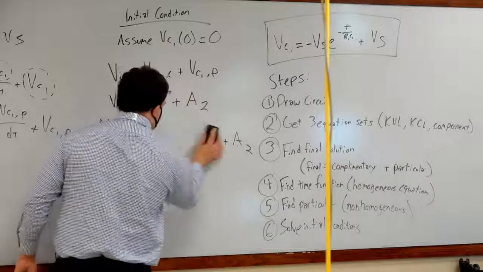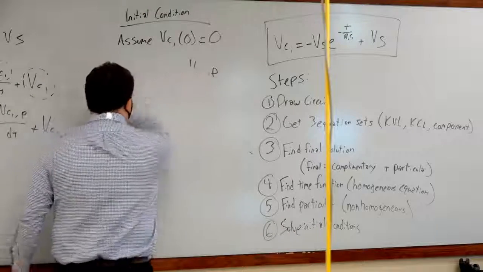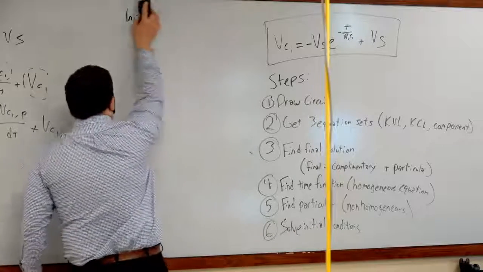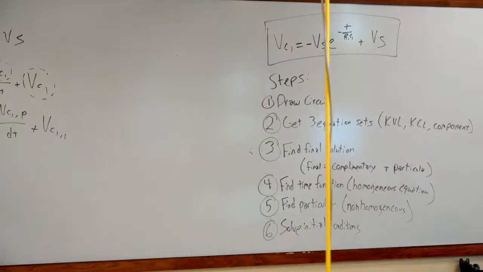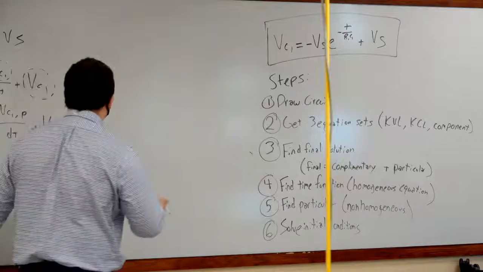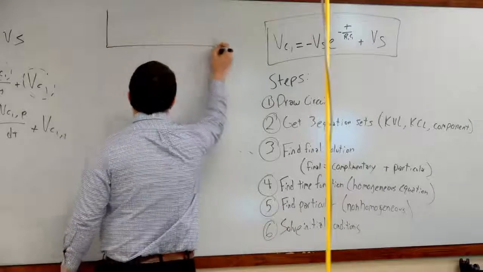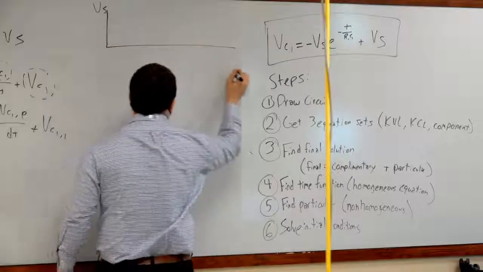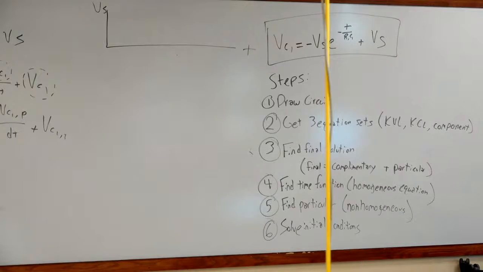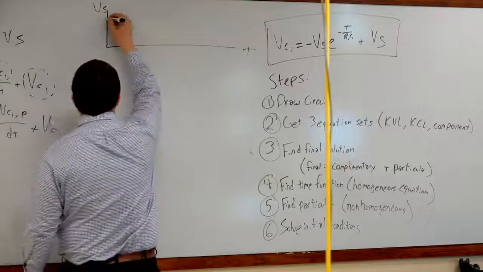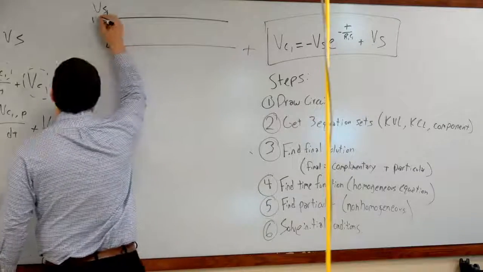Okay, I want to plot out what this looks like. Why do I want to plot out what it looks like? I don't know. Don't ask those questions. First of all, I'm going to plot out VS with T. What is VS? What does its graph look like? It's pretty constant at 10 volts. Doesn't change.